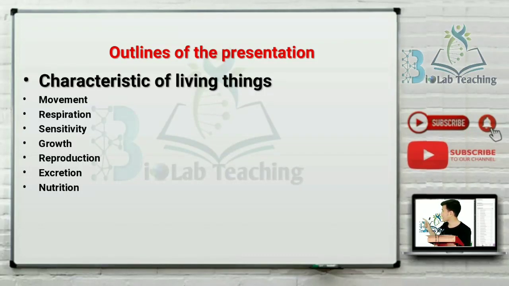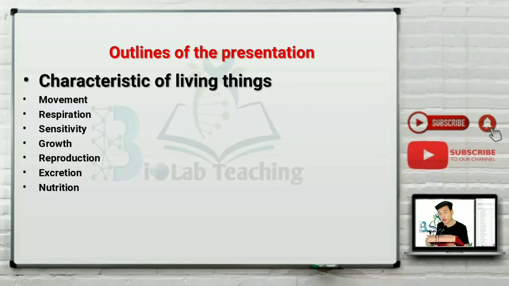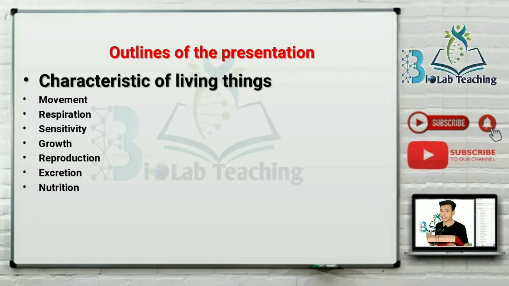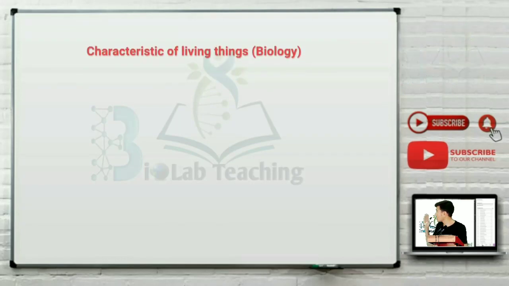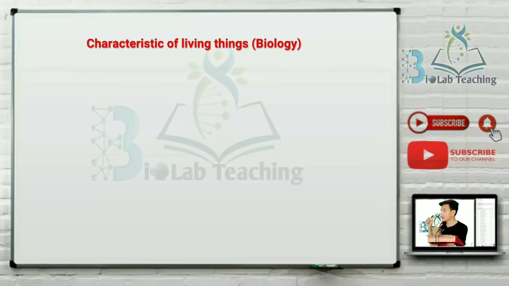The first characteristic is movement. The second one, respiration. The next ones are sensitivity, growth, reproduction, excretion, and nutrition. These properties will be discussed in this video. So first of all, the characteristics of living things.